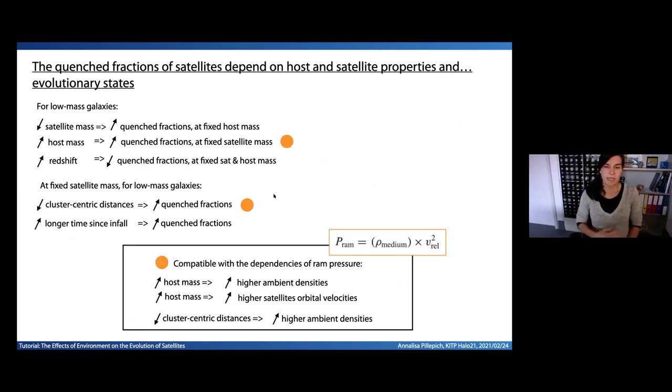What I want to focus on is these dependencies, and some of them are clearly very well compatible with the dependencies of ram pressure. Ram pressure is larger the larger the medium density, and goes like V squared, where V is the relative velocity between the satellite and the gas which the satellite is hitting. So you can imagine that larger host mass implies higher ambient density, and therefore higher ram pressure. Higher host masses imply a higher satellite orbital velocity, and therefore higher ram pressure. And lower cluster-centric distances imply higher ambient densities and higher ram pressure. So these are, of course, very useful, but they're not the whole story.